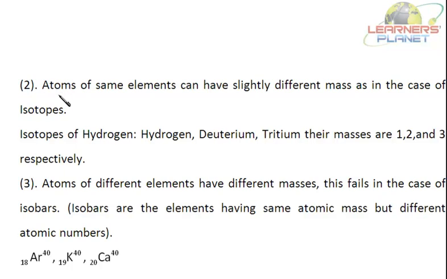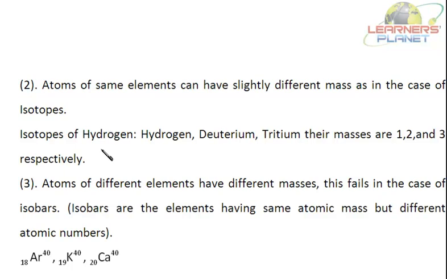His postulate that atoms of the same element have the same mass, shape, size, and chemical properties was also later proved to be wrong. Later it was found that atoms of the same element can have slightly different masses, as in the case of isotopes. Now what are isotopes? They have the same atomic number but different mass.